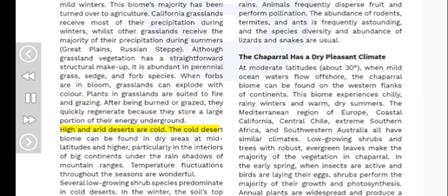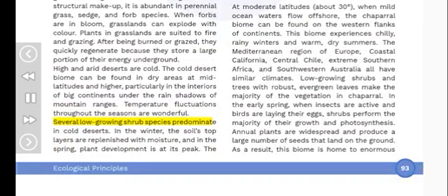Cold deserts are high and arid. The desert biome can be found in dry areas at mid-latitudes and higher, particularly in the interiors of big continents under the rain shadows of mountain ranges. Temperatures fluctuate throughout the seasons, and several low-growing shrub species predominate. In cold deserts, in the winter, the soil's top layers are replenished with moisture, and in the spring, plant development is at its peak. The yearly primary yield is poor because the soils dry out quickly in the spring.